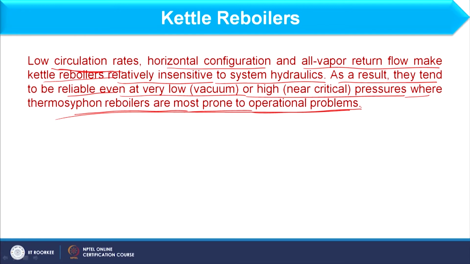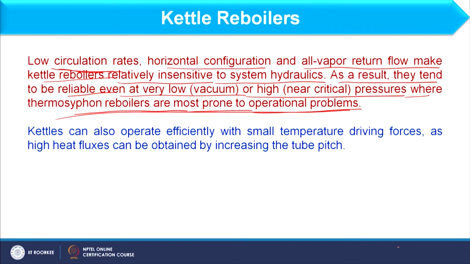So, here we consider feed and we provide vapor and we also maintain the circulation, because it is not very sensitive towards the hydraulics. And further you can see that the kettle can be operated effectively or efficiently with small temperature driving forces, as high heat flux can be obtained by increasing the tube pitch. In this reboiler the tube pitch is not always 1.25 D naught, as we have already discussed in previous equipment. So, here we have variation in tube pitch.